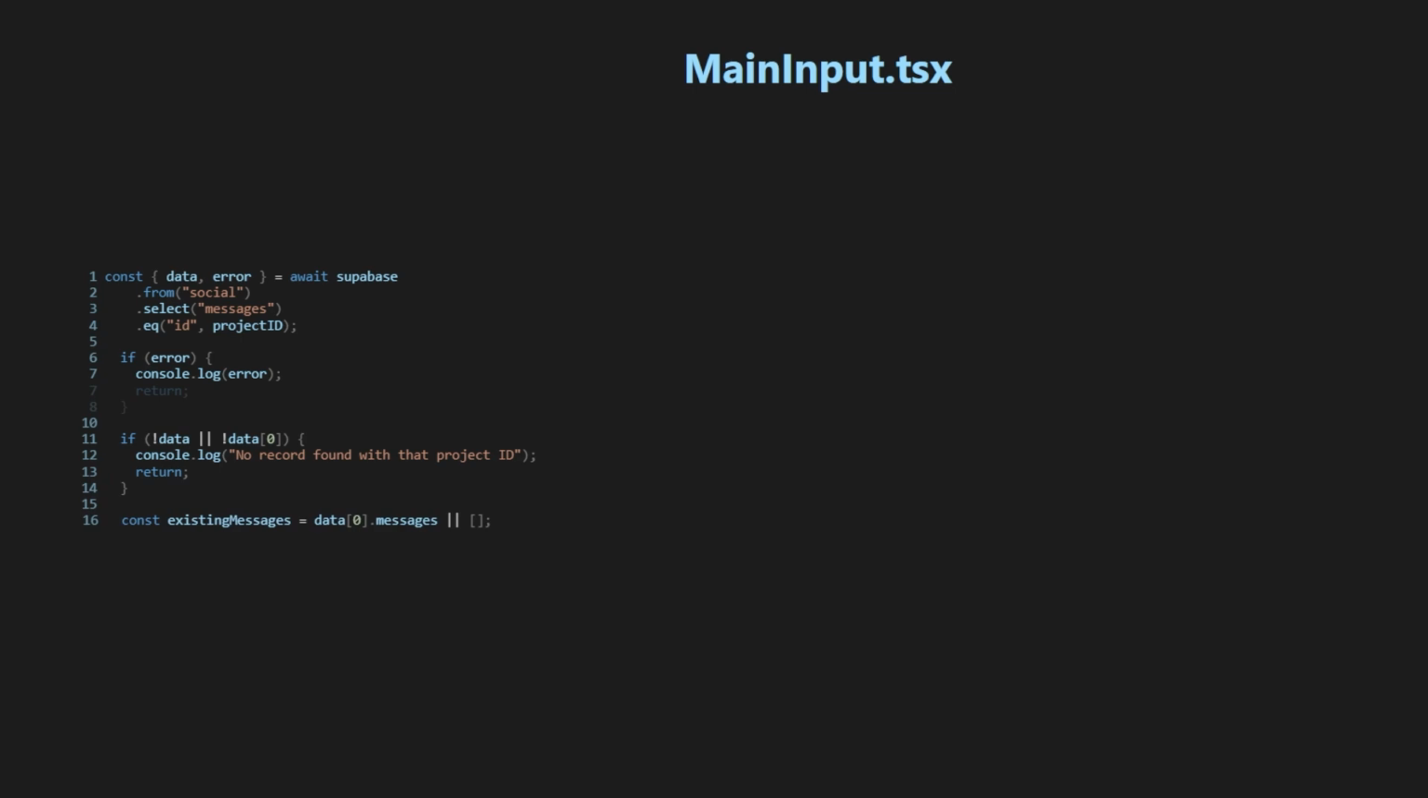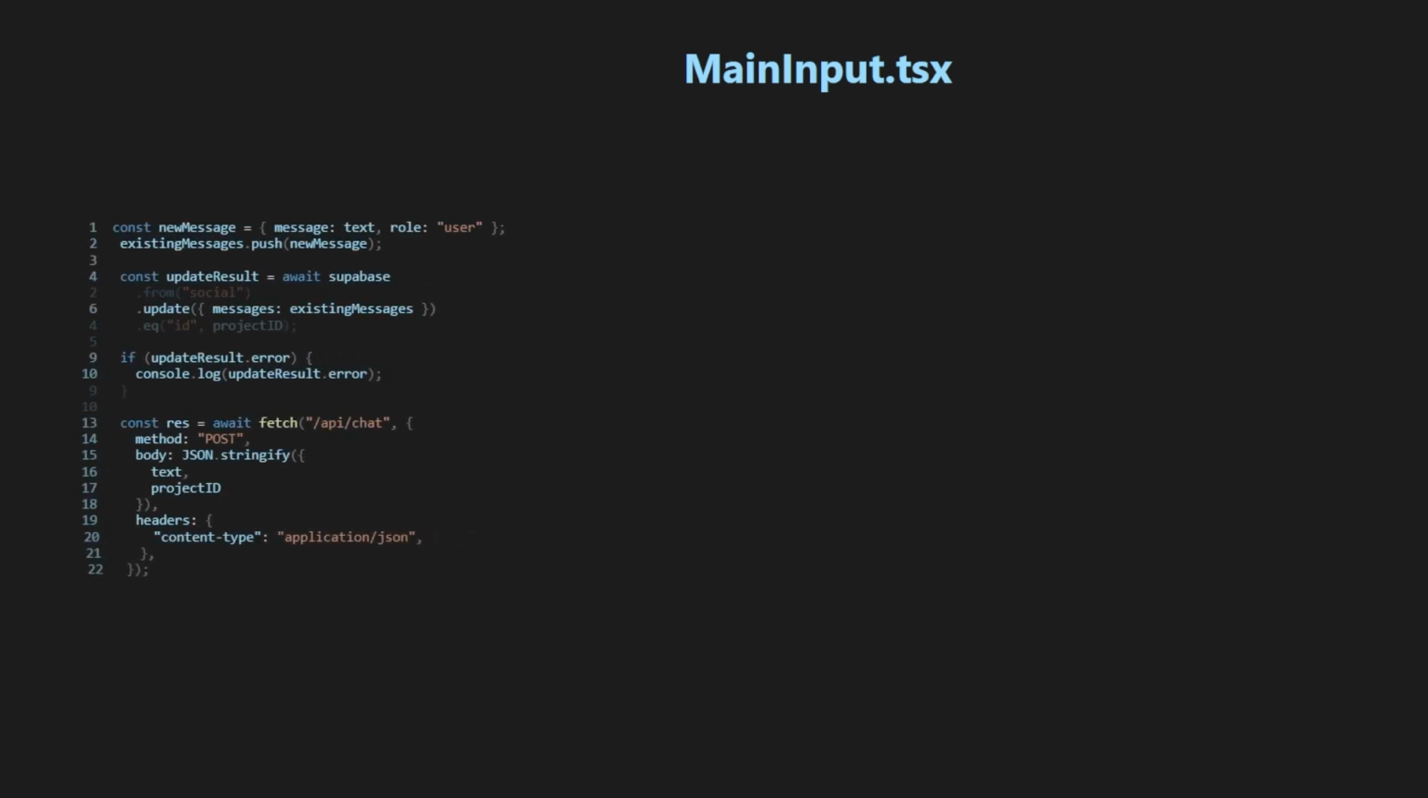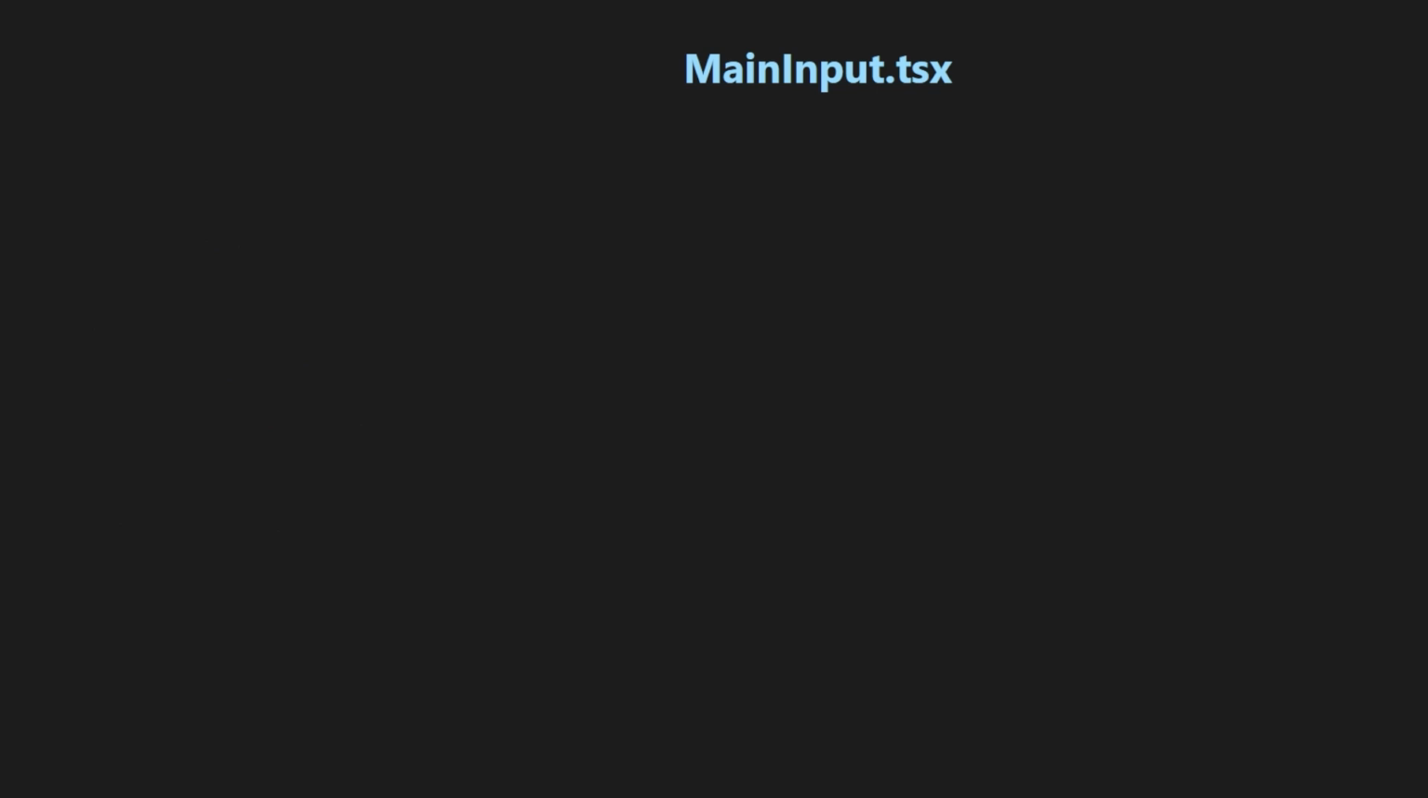We create a new message object and push it to the existing messages array. Then we update the messages in Supabase and send the user's message to our chat API. Finally, we render the input field and send button.